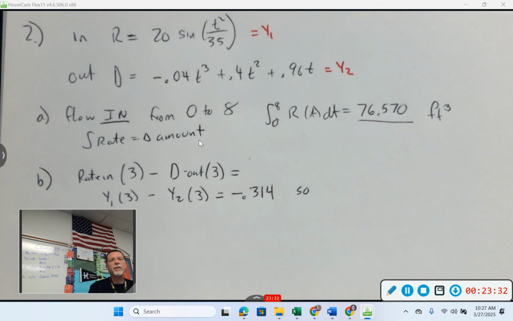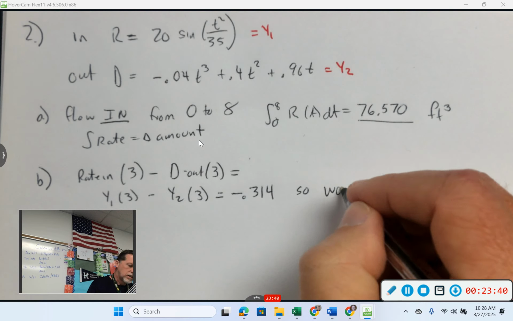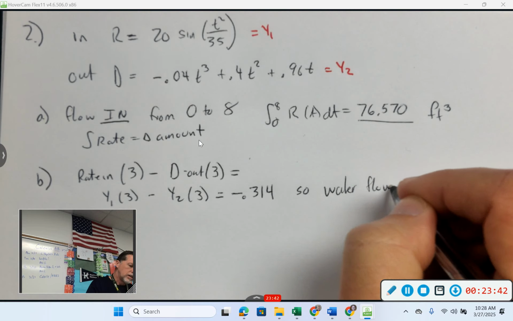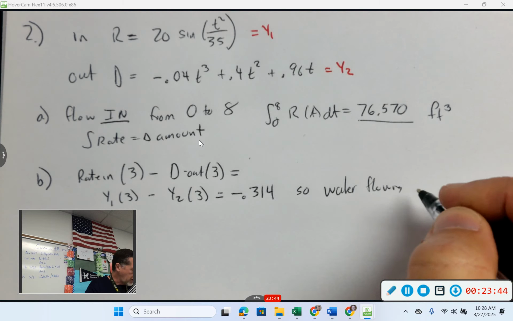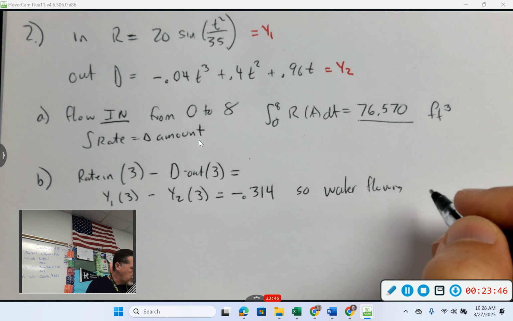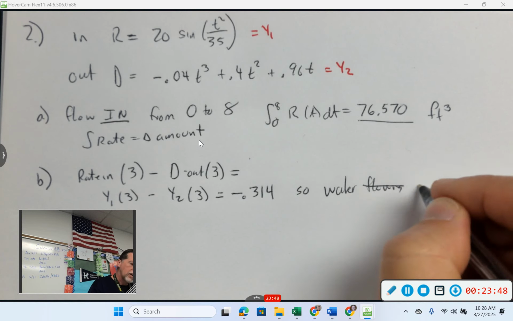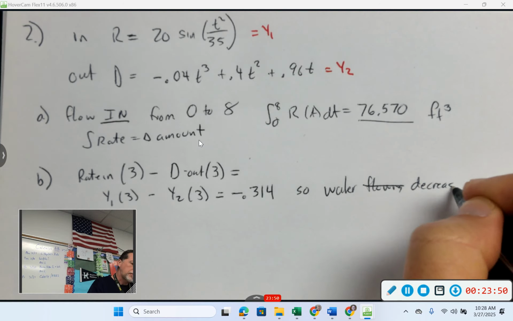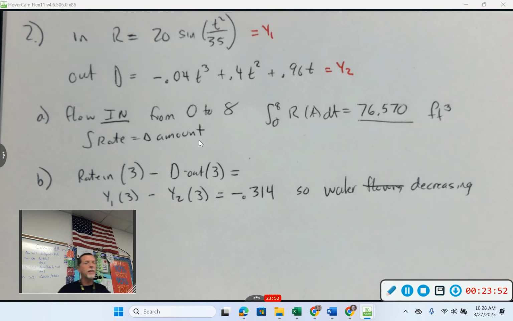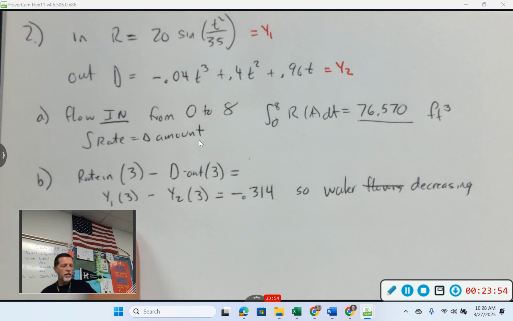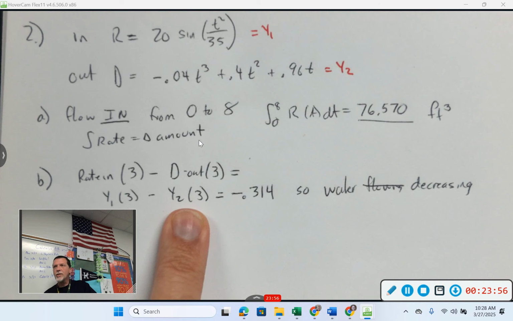So what does that mean? Is there water going in or water going out on the net? Out. So water, well, there's always water flowing out. So let me see how I word this. Is the amount of water in the pipe increasing or decreasing? So water is decreasing. There's more going out than is coming in. Yeah, that makes sense. R is how much is coming in. D is how much is going out. There's more out than in, so the water level is decreasing.